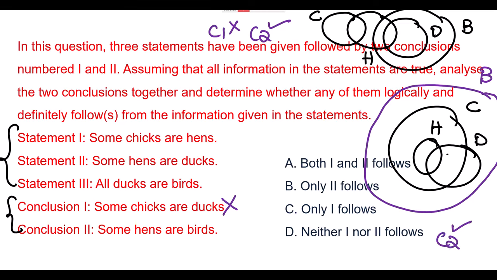When all students are good, students in my class are good. Students in my class are some people only, right? When you are saying all students are good, some students are good. In the diagram, when all hens are birds, some hens are birds can be considered.